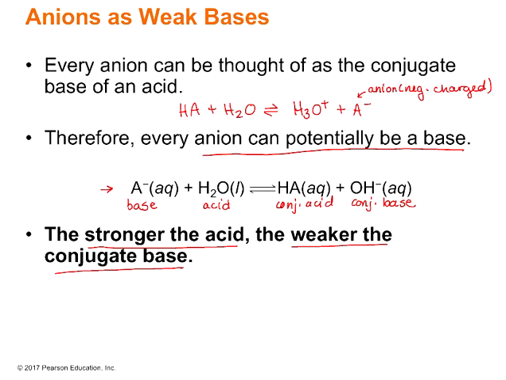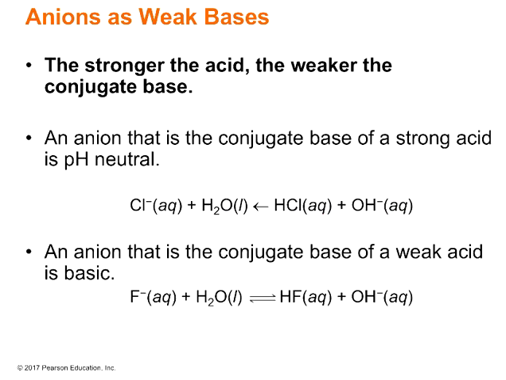So let's look at a couple of examples of conjugate bases. So for instance, let's say we have a reaction of water and hydrochloric acid. So we have a strong acid, hydrochloric acid, and when it reacts with water, it completely ionizes. So we end up with hydronium ions and chloride ions. Now, we said that the stronger the acid, the weaker the conjugate base. So in this instance, the chloride ion is the conjugate base.